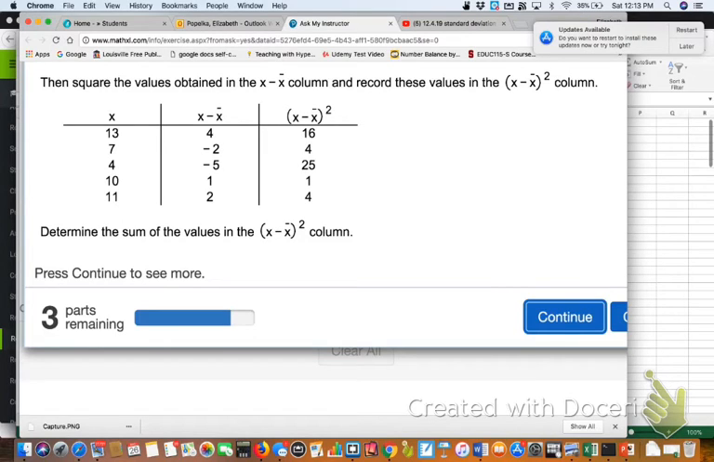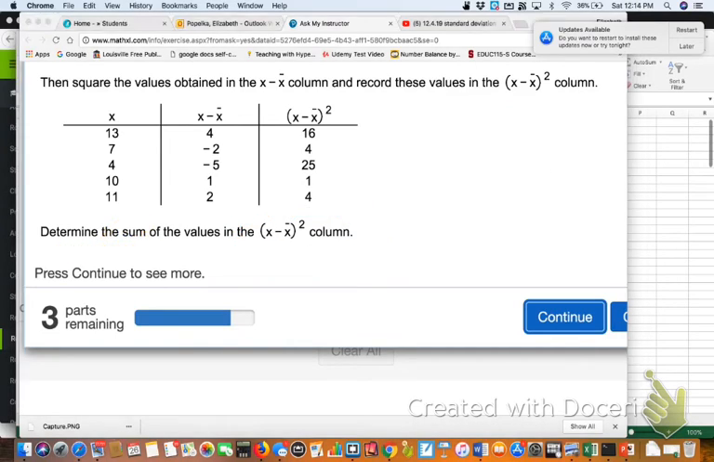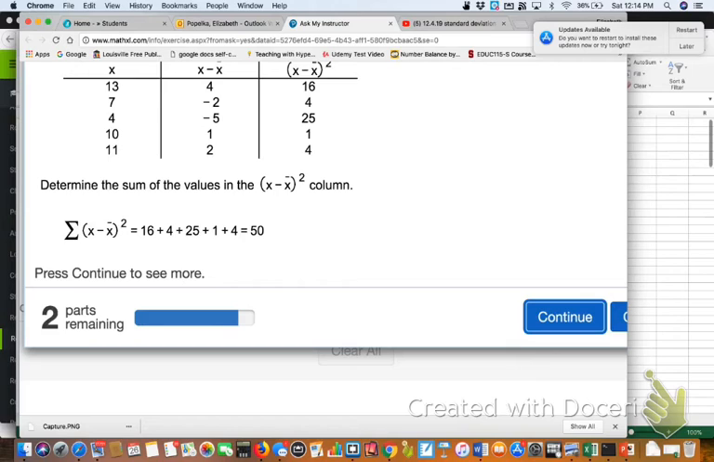So it says that the next step is to determine the sum of the values in that squared column. In other words, remember, sum means that you just add things together. So we're literally going to take 16, 4, 25, 1, and 4, and add them together. Okay, so I added all of those together and I got 50. Let me take my writing off the screen and make sure I got the same answer that the book did. Yep. The book added them all together and got 50 as well. So again, the last step I just did was add all those numbers together.